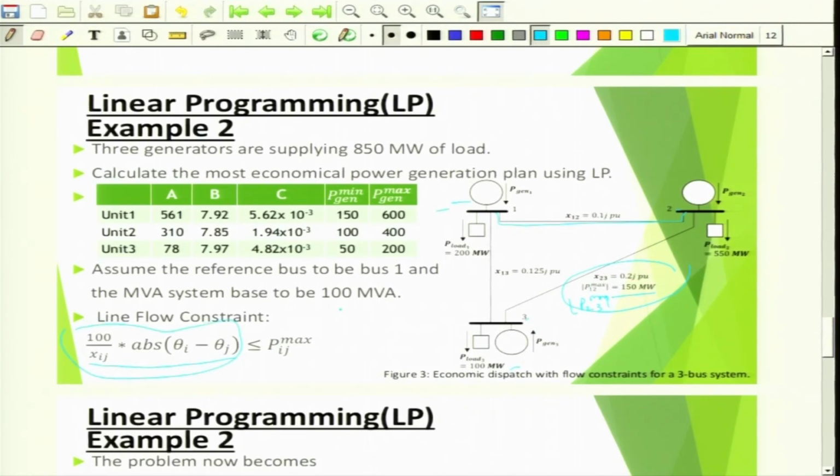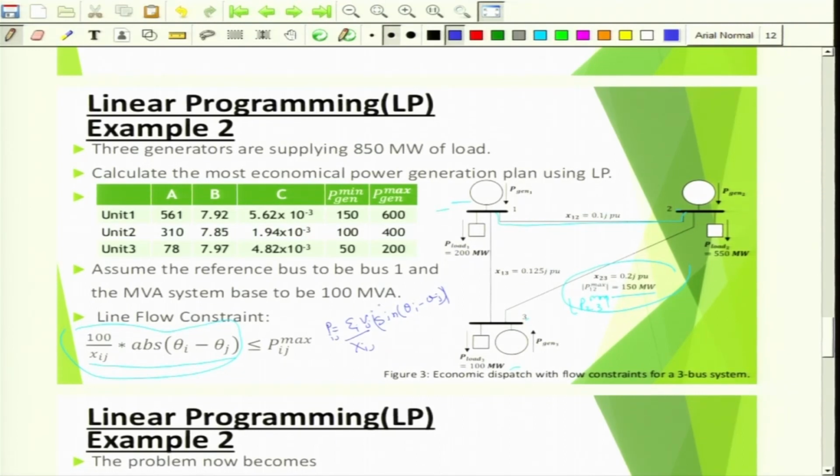I hope you all remember this equation. Power is nothing but E into V by X into sine of theta i minus theta j, or Pij is equal to Ei into Vj divided by Xij sine of theta i minus theta j. This is an absolute value. That means if theta i is greater, then power flows from bus i to bus j. If theta j is greater, then power flows from bus j to bus i.